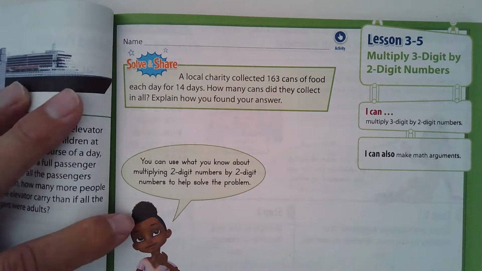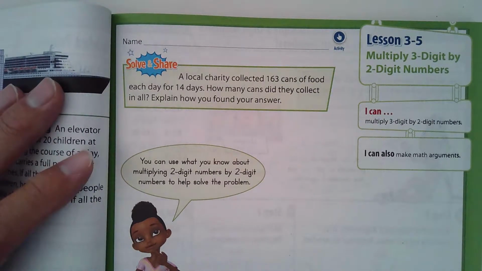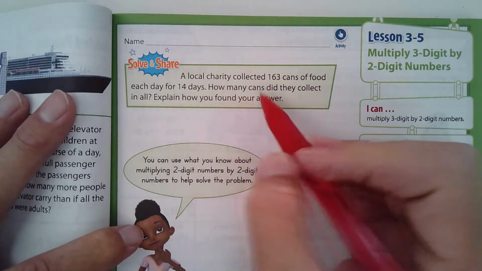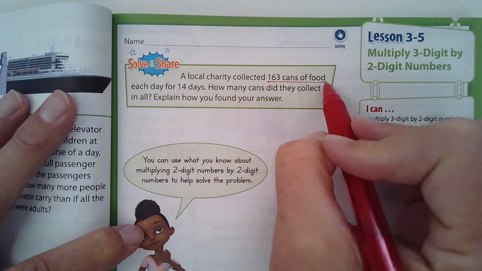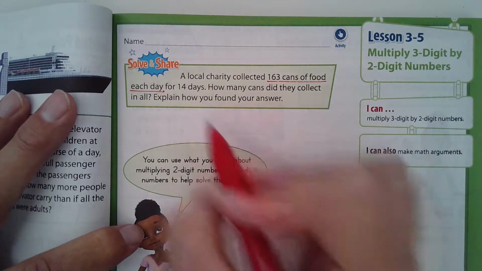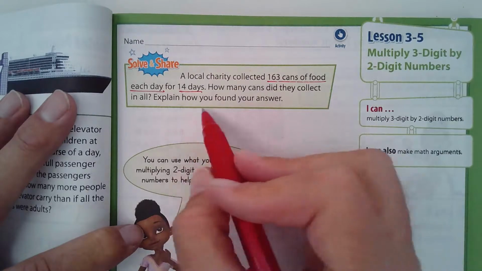All right, so I'm on page 97. We're starting 3.5. And it says a local charity collected 160 cans of food each day for 14 days. How many cans did they collect in all? Explain how you found your answer.